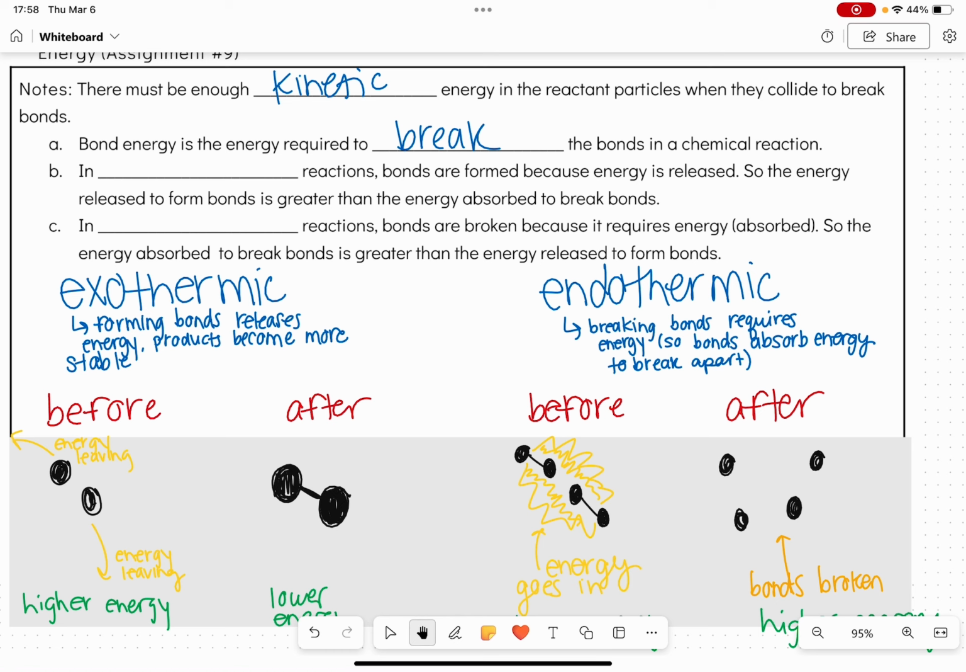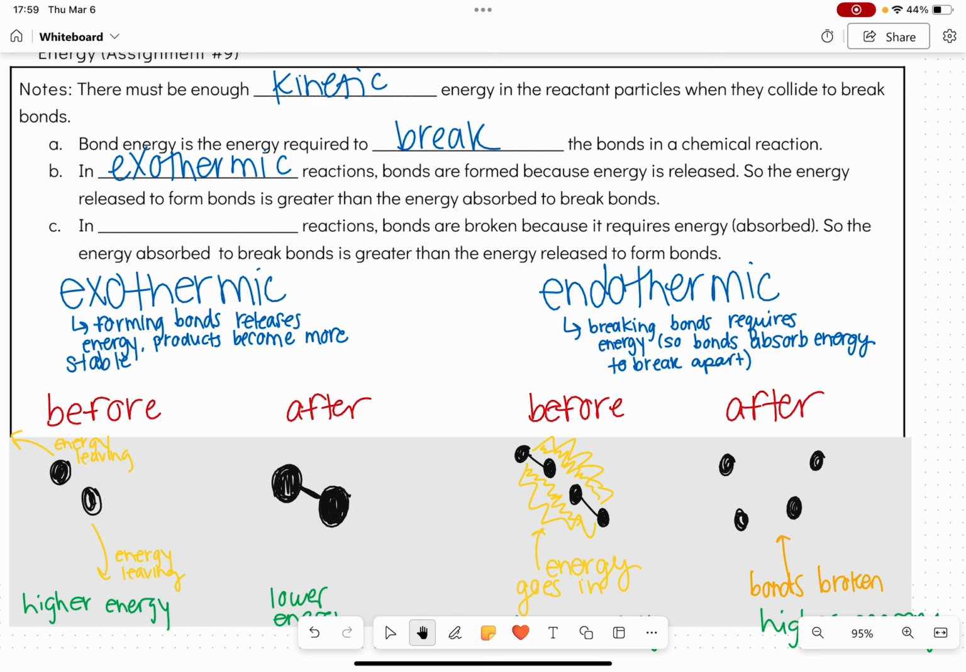In an exothermic reaction, bonds are formed because energy is released, it's given off. So the energy released to form bonds is greater than the energy absorbed to break the bonds, because in a chemical reaction, you both have to form and break bonds. But in exothermic reactions, the energy released from the bonds is so much more that it makes it exothermic.